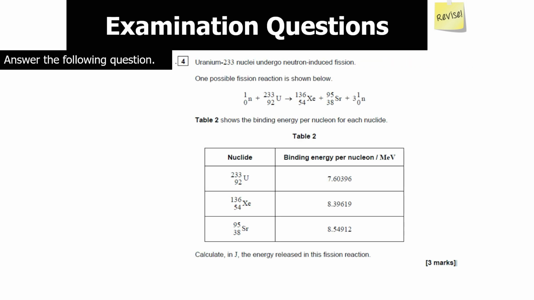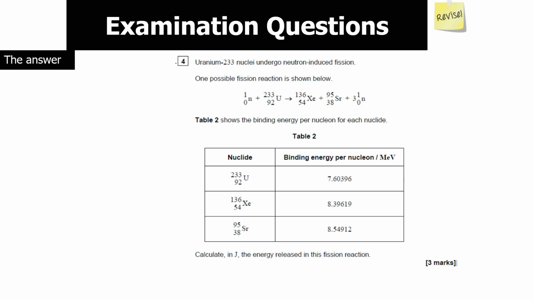The next question says uranium-233 nuclei undergo neutron-induced fission. One possible fission reaction is shown below. Table 2 shows the binding energy per nucleon for each nuclide. Calculate in joules the energy released in the fission reaction. So pause the video now, then unpause the video when you want to go through your answer.